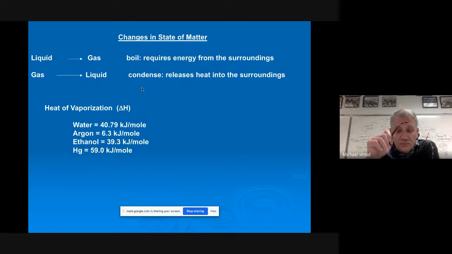But going liquid to gas is boiling or evaporating, and that is an endothermic process. Boiling is an endothermic process. It takes energy to get a liquid to a gas, and a gas to a liquid is condensation, and that's going to be an exothermic process. So energy is going to be given off.